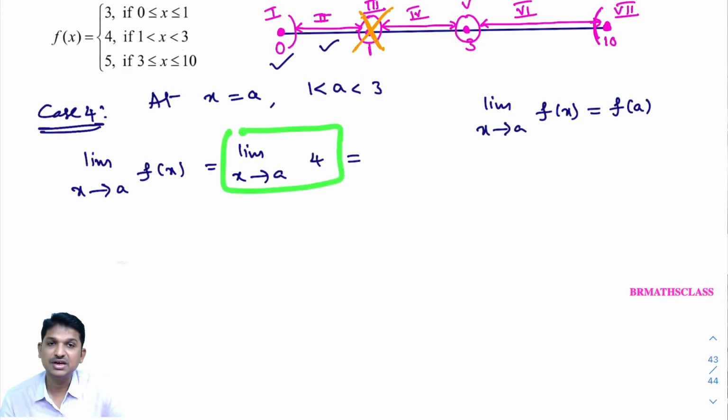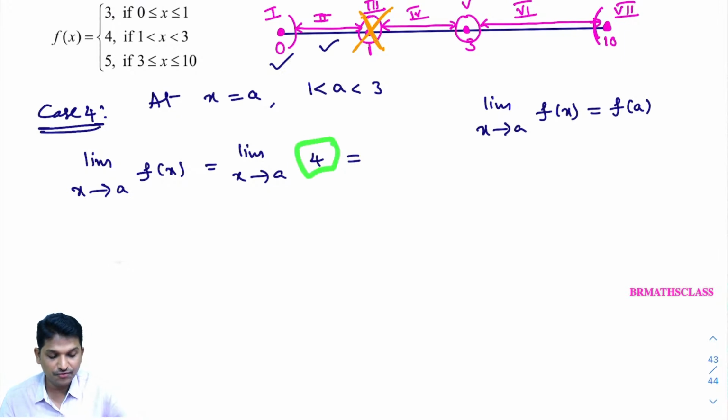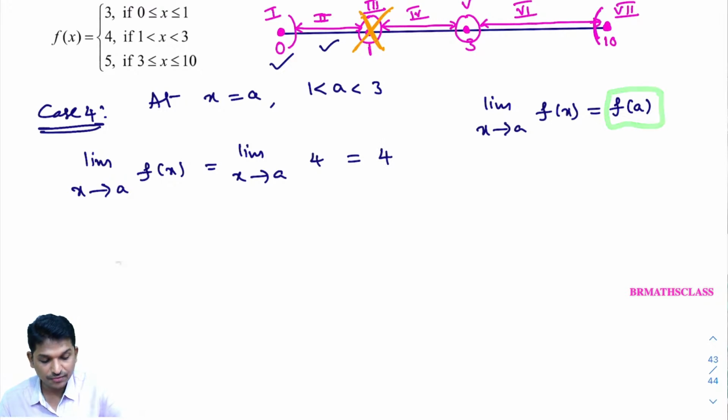Now I need to calculate this using the direct method. What is the direct method? In the given function, wherever x is there, we write a. Actually, in the given function, x is not there, only 4 is there. So what do you get here? 4. Now I need to calculate f of a.